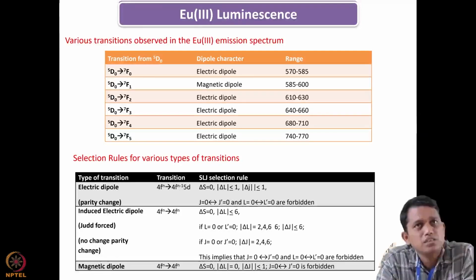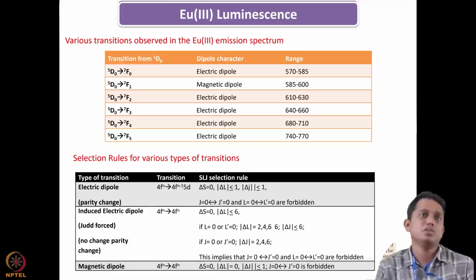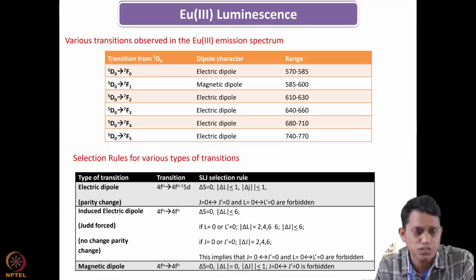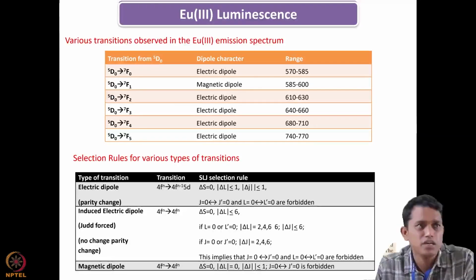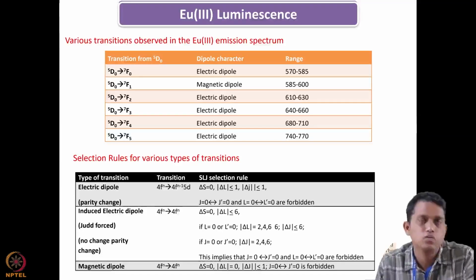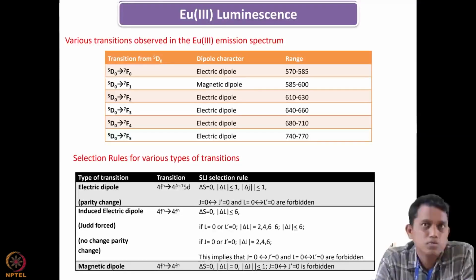So many times this transition, 5D0 to 7F1, is used as an internal standard when we are trying to compare different systems of the same ion, and we try to understand what the ligand strength is and what kind of splitting the ligand is doing. So sometimes we use this kind of magnetic dipole transition for understanding the ligands or the symmetry around the metal ion.